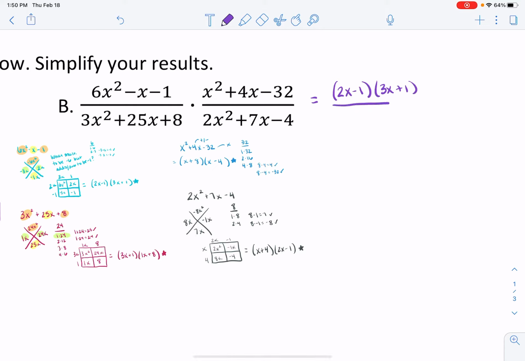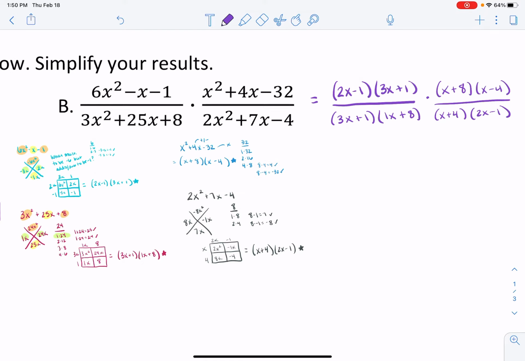Okay, and that would be over 3x plus 1 times 1x plus 8. And then the other side would have been x plus 8 times x minus 4, and x plus 4 times 2x minus 1.